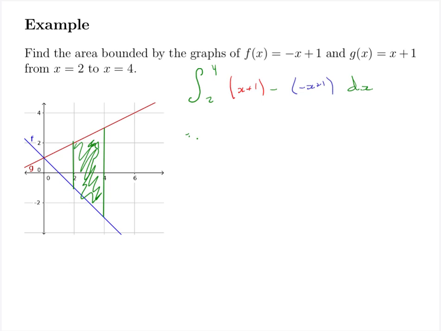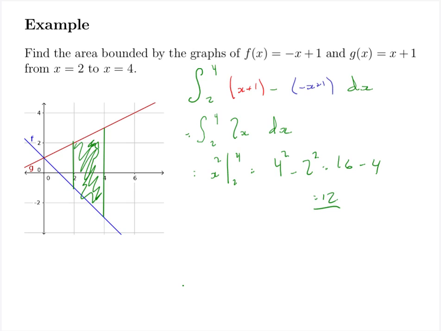So let's see what we've got. The integral from 2 to 4. X minus -x is going to be 2x, and 1 minus 1 is going to be 0. So this is the integral from 2 to 4 of 2x dx. Our antiderivative is going to be x squared from 2 to 4. So we're looking at 4 squared minus 2 squared. So we've got 16 minus 4, or 12. 12 square units for this thing here.